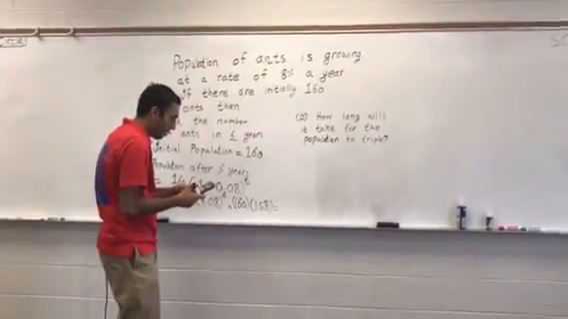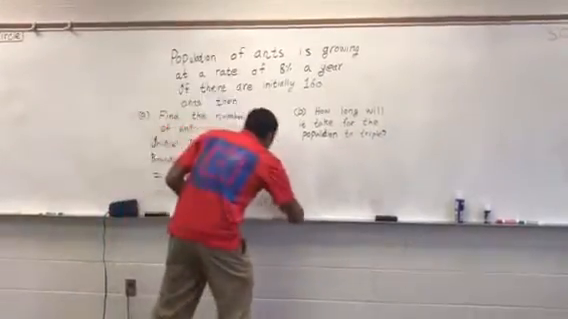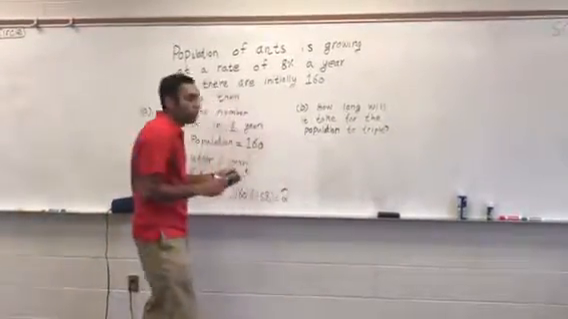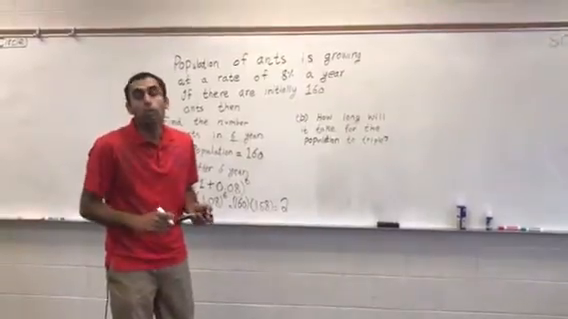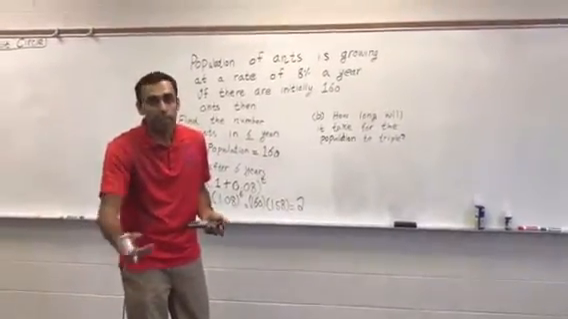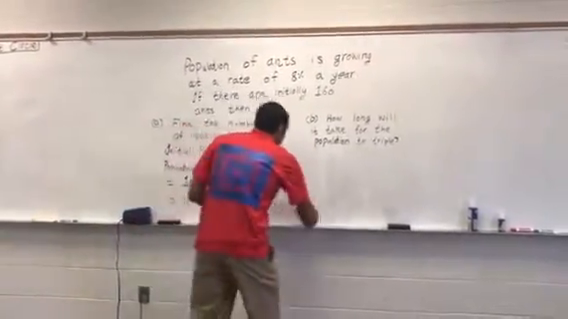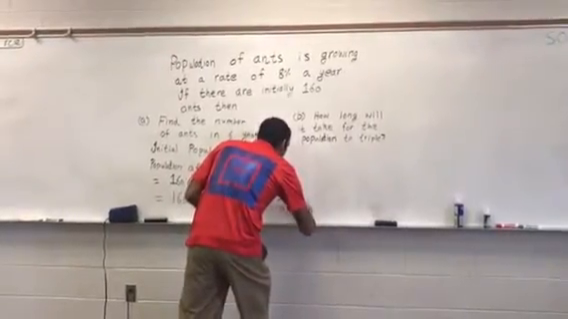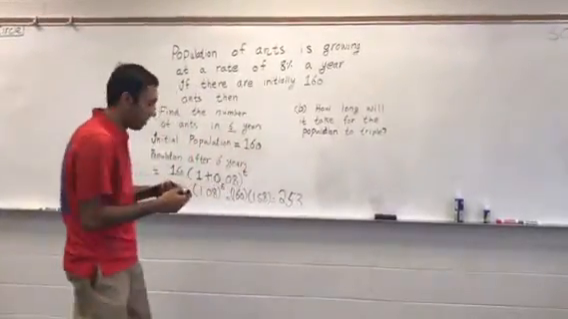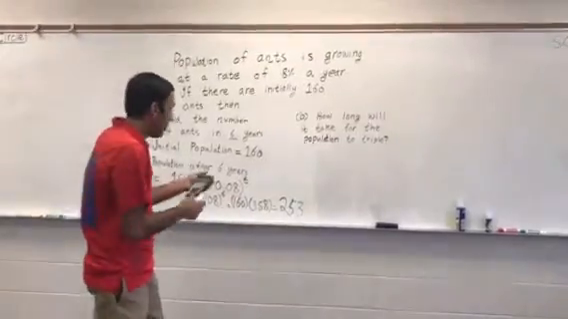1.58 times 160. So you get 252.8. But you're not going to have 0.8 of an ant. That will be a really scary ant. So I'll just round it up to 253. 253 ants. All right, so we're done with part A.